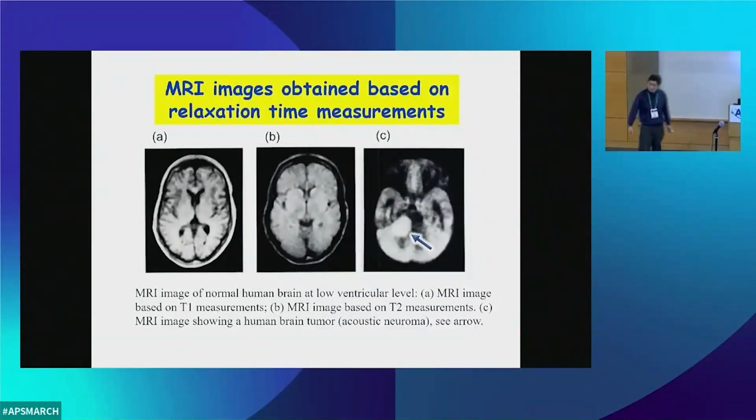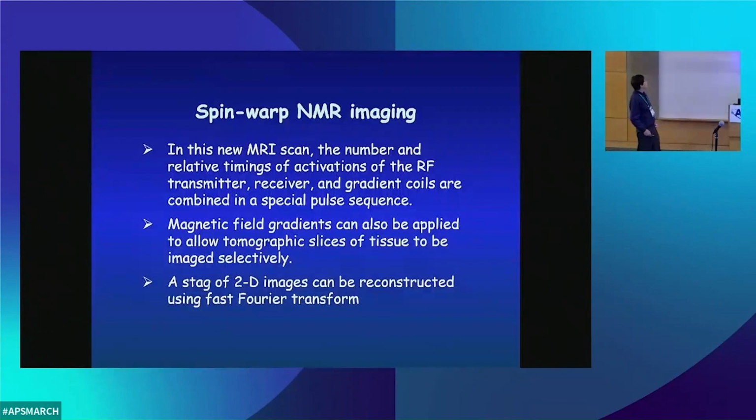But starting from 1980, things changed because now they have a new generation of machine. They based the MRI image on relaxation time measurement. And you can see that this is much more clear, and you can see the general features of these anatomical structures in the human body. Now, this, of course, is not the limit.